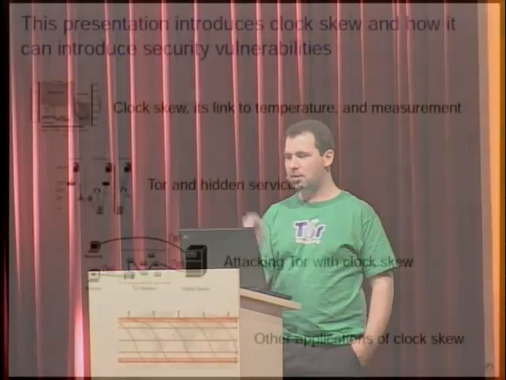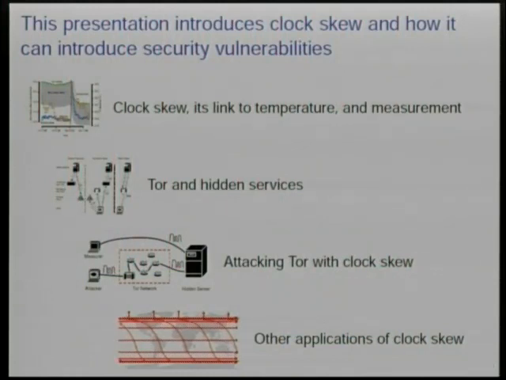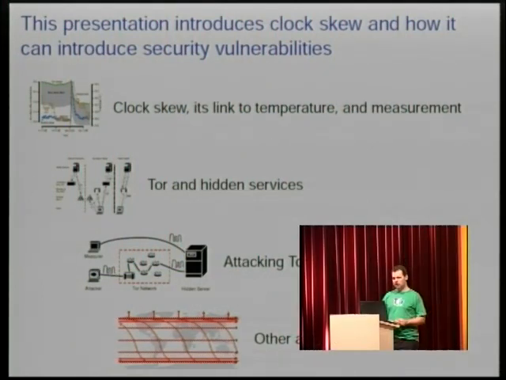Okay, hello everyone. So, this is a summary of my talk. I'm going to talk about clock skew and how it can be used to find security vulnerabilities in some systems. Firstly, I'm going to give some background on what clock skew is and also how it's affected by temperature. And because I'm interested in looking at it over the internet, I'm going to show how to measure clock skew remotely. I'm going to illustrate how this affects Tor, so I'll give some background on how Tor, and in particular how Tor hidden services work. And then I'm going to detail the attack. And finally, I'm going to conclude with a few other ways that it might be possible to use clock skew to do interesting things.